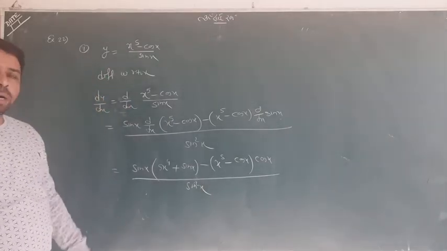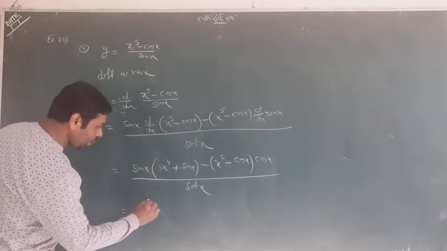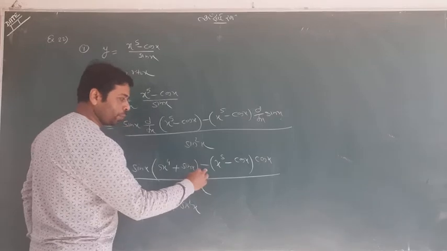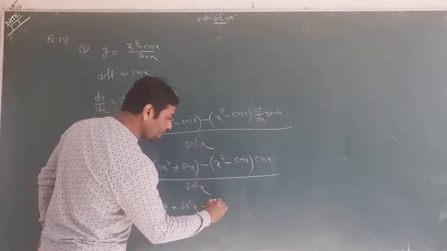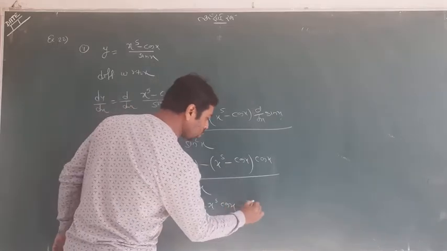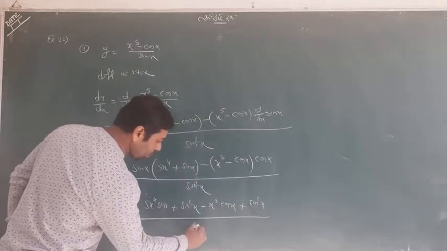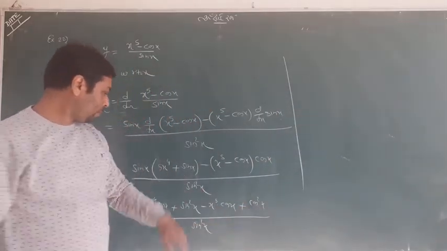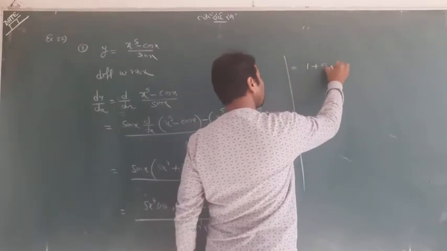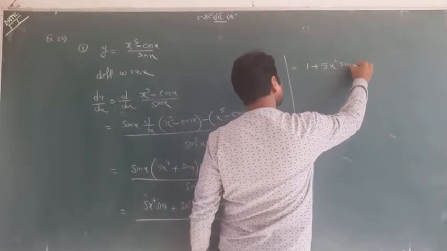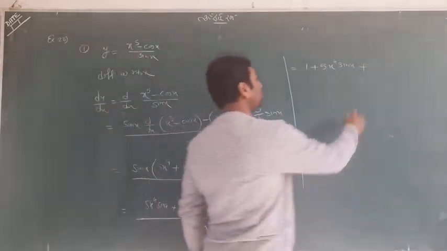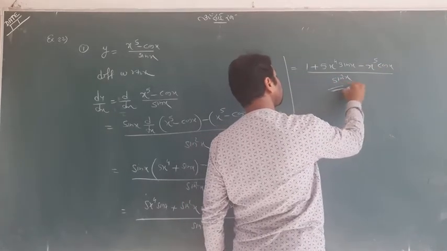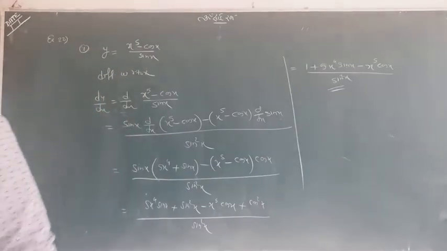Now what can we do better? We can multiply. 5x to the power 4 sin x into sin square x minus x to the power 5 cos x, you know, minus plus cos square x, whole upon the same. What will happen next? Sin square x and cos square x are going to be 1. So we have the final answer: 1 plus 5x to the power 4 sin x minus x to the power 5 cos x, upon sin square x, and this is the final answer.